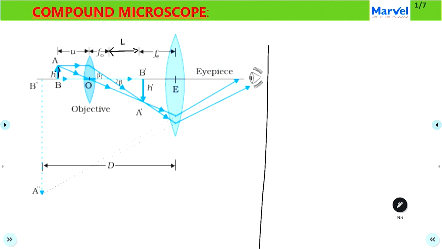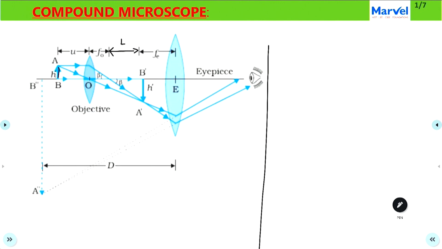Only if your L is greater than F naught and Fe, you will be able to move it up and down, and you can accordingly focus the slide underneath it. Okay, so these are a few very important things that will happen inside a compound microscope.